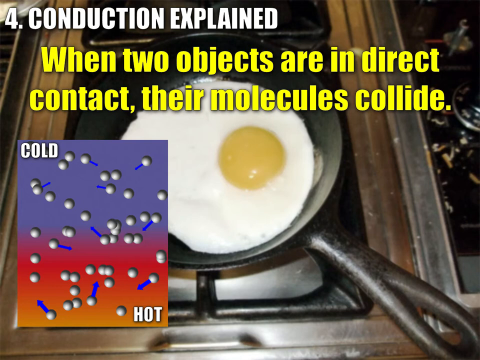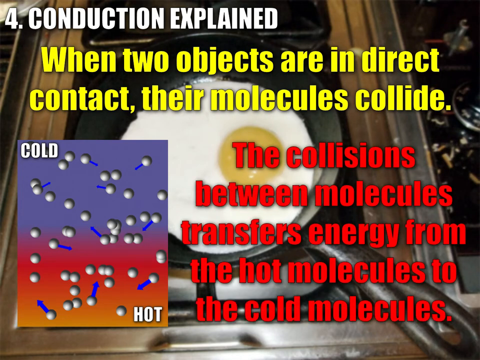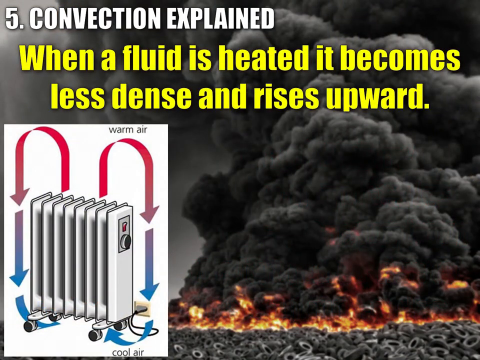The hot molecules are moving more quickly than the cold molecules. When these molecules crash into each other, there's a transfer of energy from the hot molecules that are moving quickly into the cold molecules that are moving slowly. The fast moving molecule slows down and transfers its energy to the slow moving molecule. So the end result is energy being transferred from hot to cold. We have heat transfer.